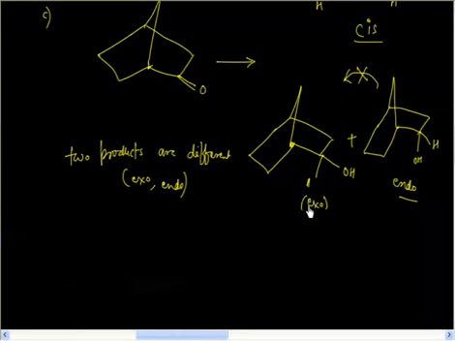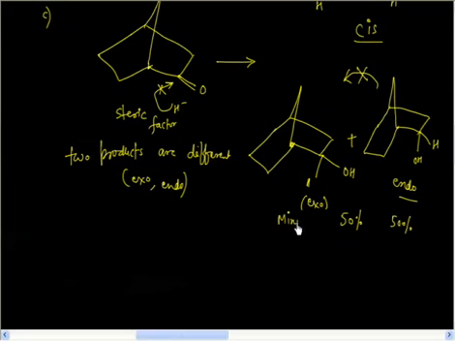Now again, one can expect these two products theoretically to be 50% and 50%, but actually this is not the case, because the attack of H minus from this side is not favorable because of the steric factor. The steric factor says H minus cannot attack easily from this side. This means this product is the lesser product and this product is the major product, because H minus can attack from this side. So this is minor and this is major. Are you getting?